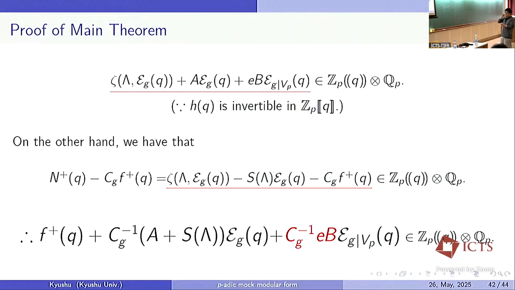On the other hand, we have that n plus q minus CZ plus q is equal to zeta epsilon zq minus s lambda epsilon zq minus CZF plus q. And this is in ZPQ tensor QP. Therefore, we have that F plus Q plus CZ inverse EB times epsilon ZVBQ is an element in ZPQ tensor QP.